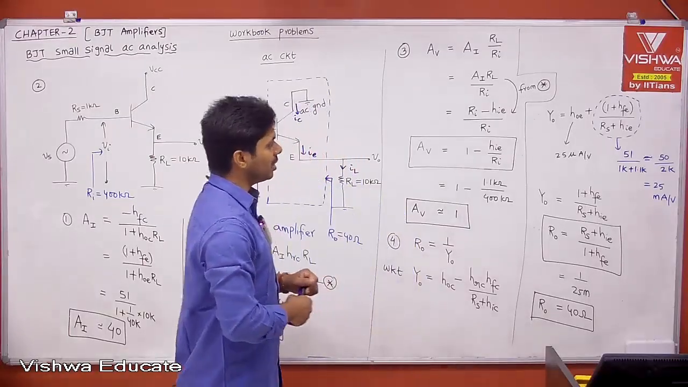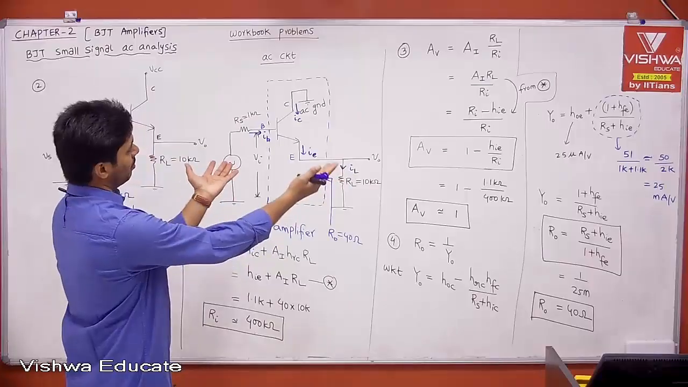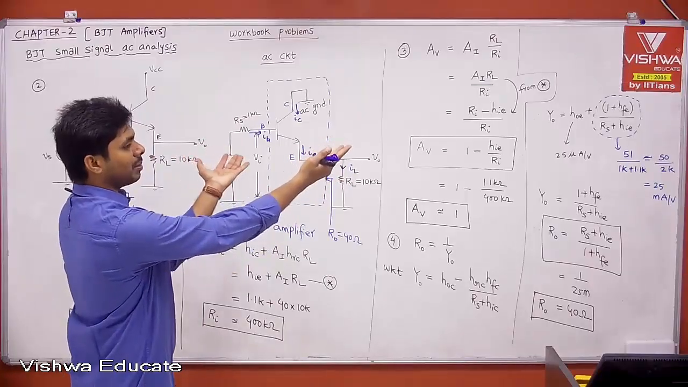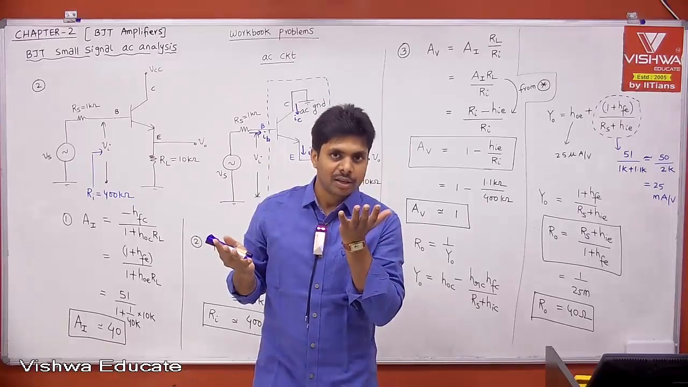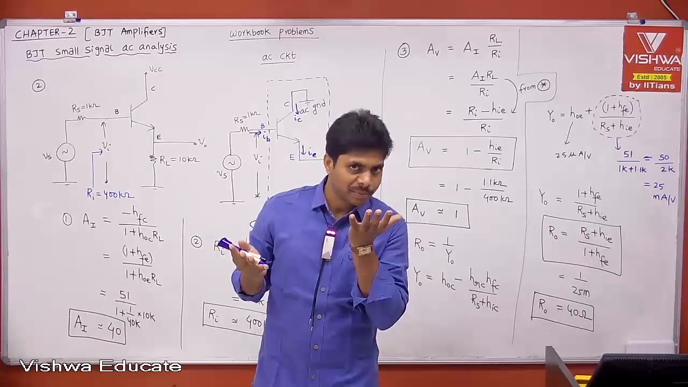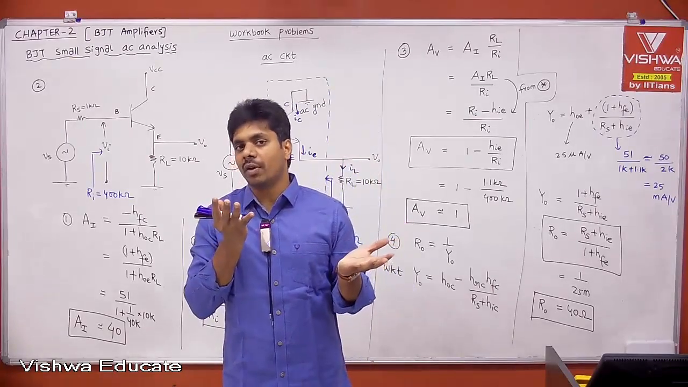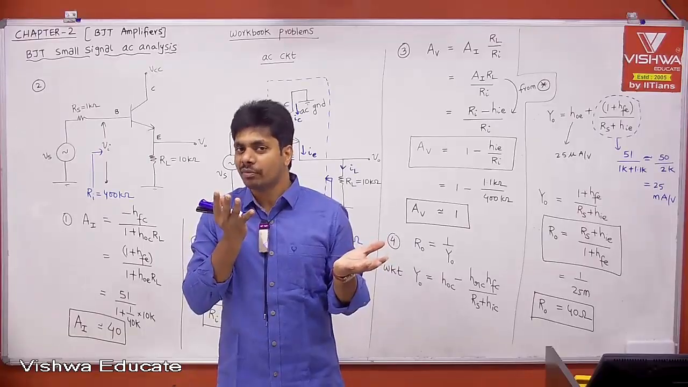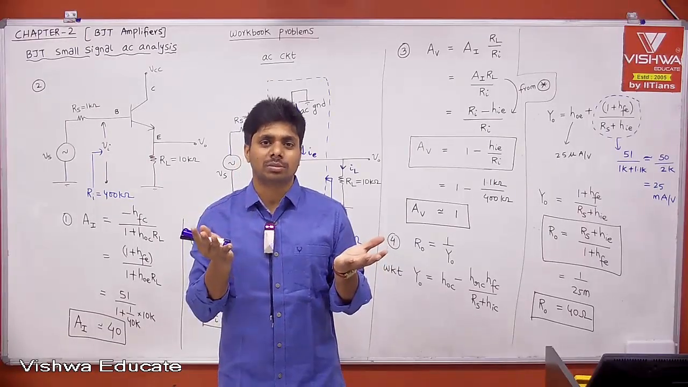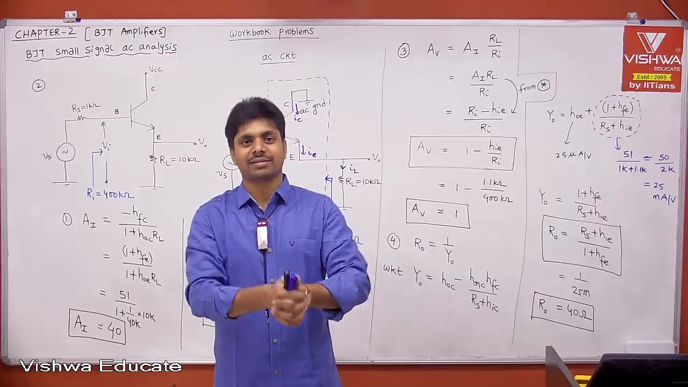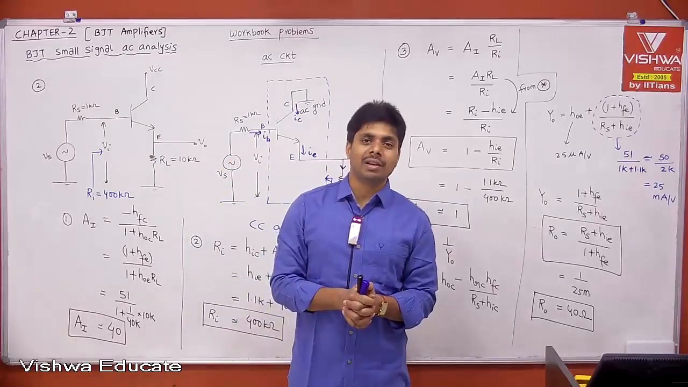Now, if you look at the overall observations between the common emitter amplifier and the common collector amplifier, the common emitter amplifier has very good voltage gain but no impedance matching. And the CC amplifier has very good impedance matching for voltage amplification, but there is no voltage gain. Right? Then what to do? Combine the CE amplifier and the CC amplifier.